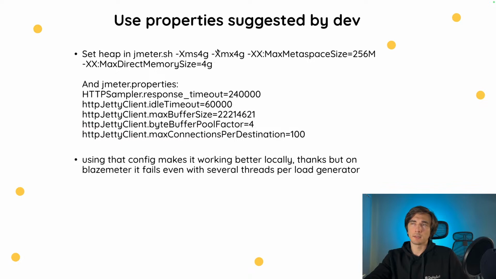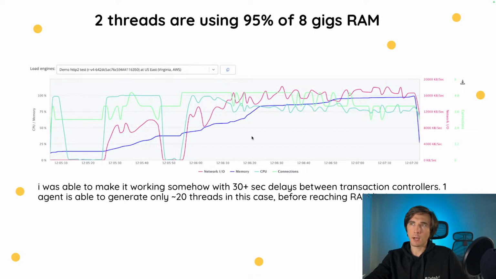So, the properties that David suggested to use. First of all, it turned out that Jetty is using not only heap, and it was interesting that in this case, I was specifying... I forgot what the instance was, but it was some large AWS instance, maybe M5 xlarge, probably. So actually, if I'm not mistaken, it used 8 gigs of RAM.